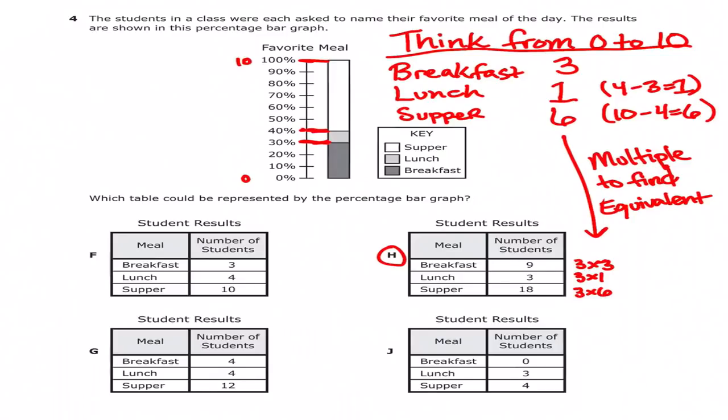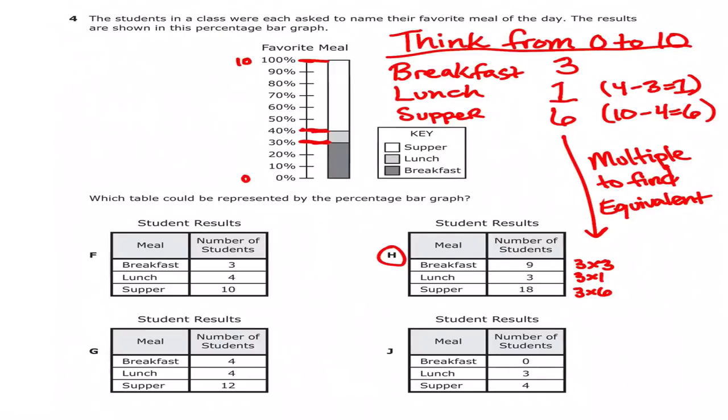This is a case of finding an equivalent to one of the charts below. And what I did was, all I had to do is find a common number that will multiply with the data I found up above, the 3, the 1, and the 6 students, that would be equivalent to one of the charts below in the options. And what I found with H is, if I multiply all my numbers by 3, it matches up perfectly with the H chart.